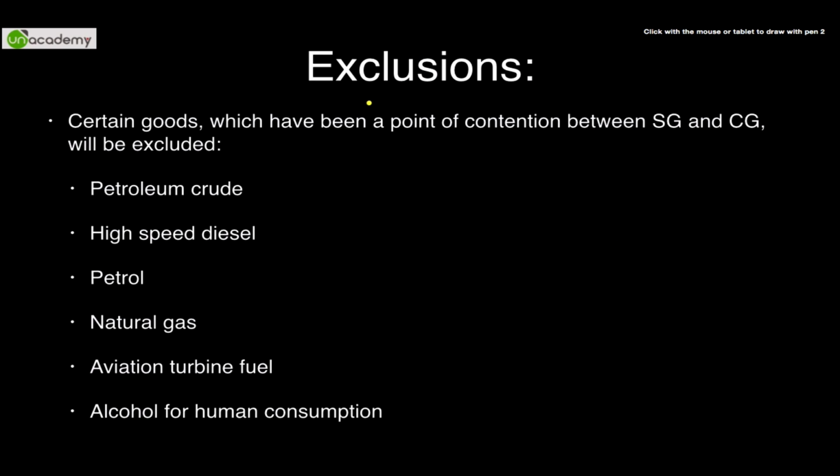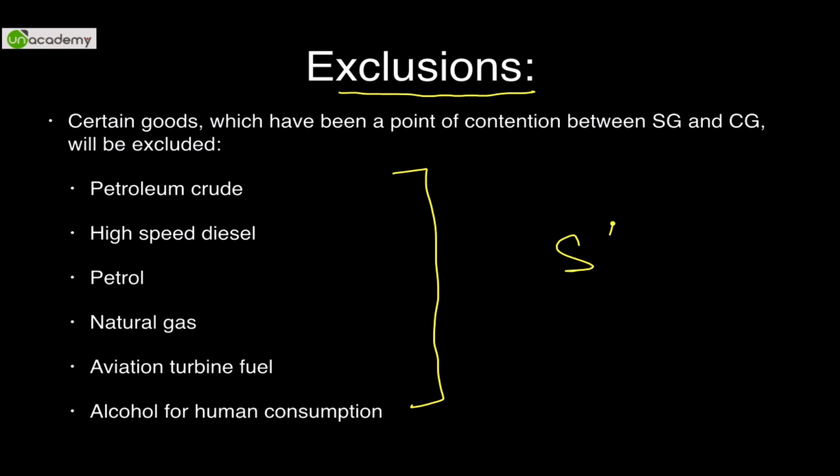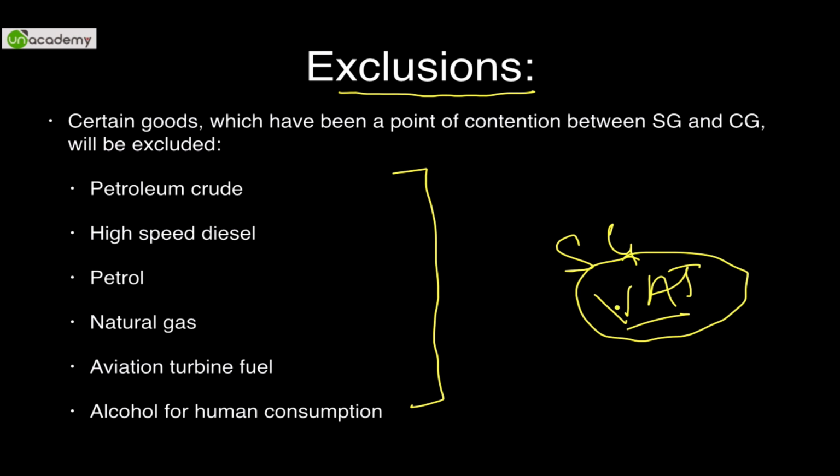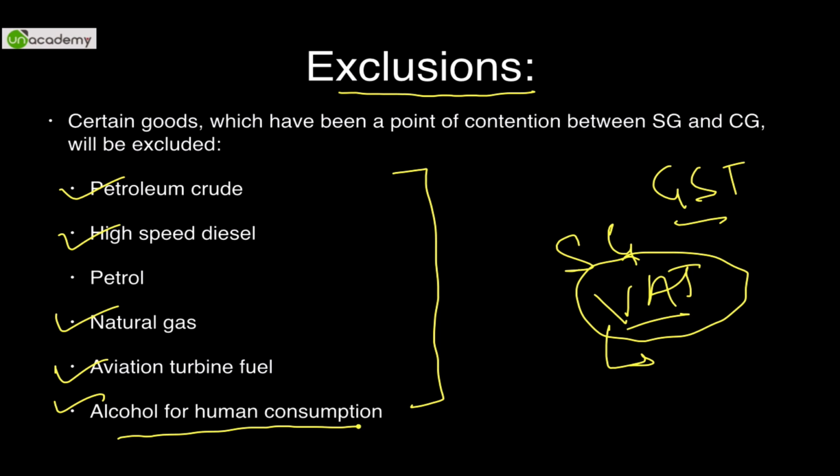The exclusions, as we had discussed in the earlier slide, are things that have been particularly excluded from the ambit of GST. Earlier, some of these goods were taxable by the state governments through VAT, or value added tax, which means that they will continue to be taxable by the state governments under value added tax even after GST is implemented. These goods are petroleum crude, HSD (high speed diesel), natural gas, ATF (aviation turbine fuel), and alcohol for human consumption.